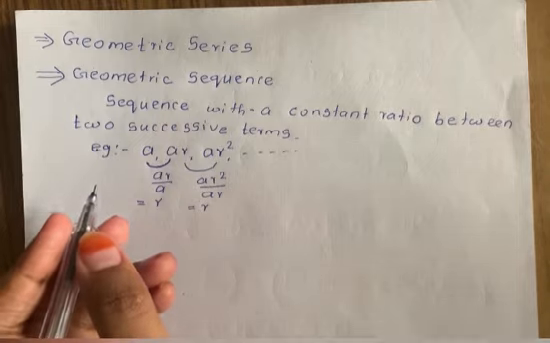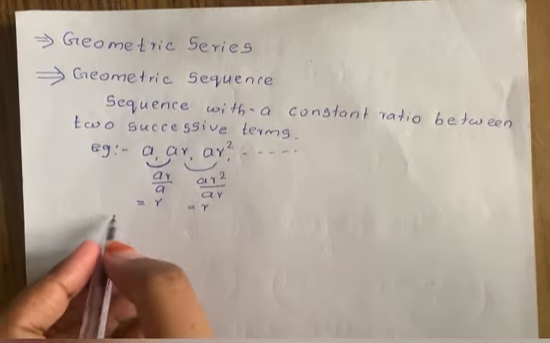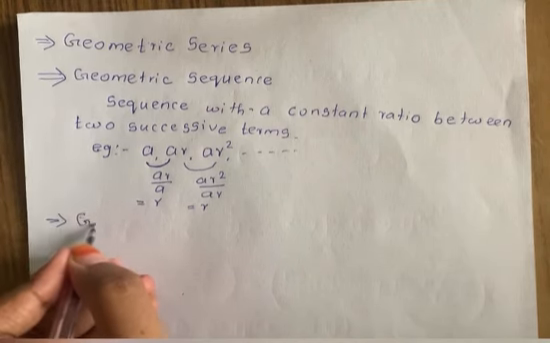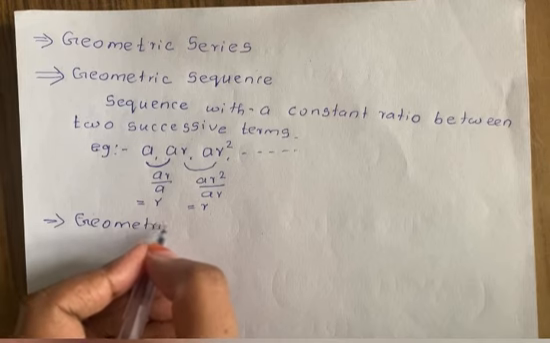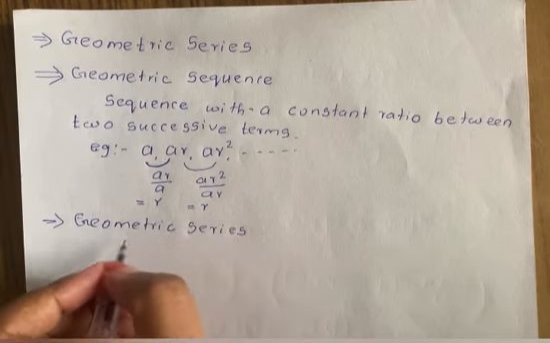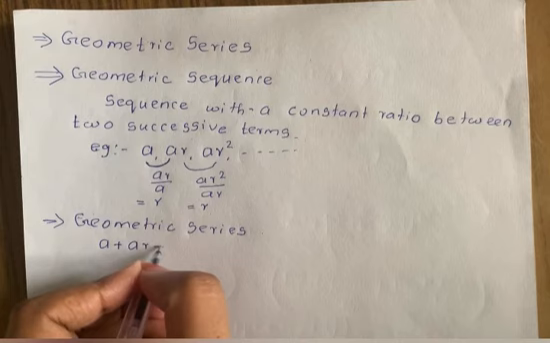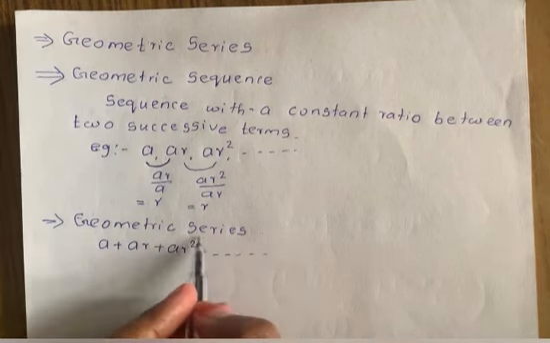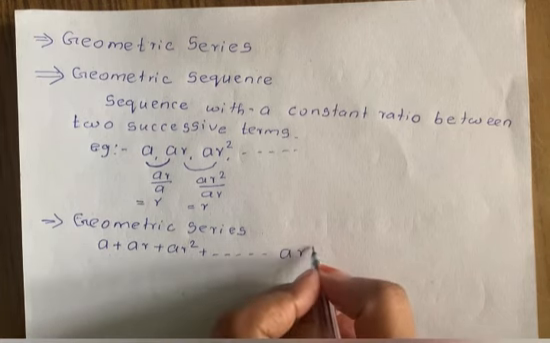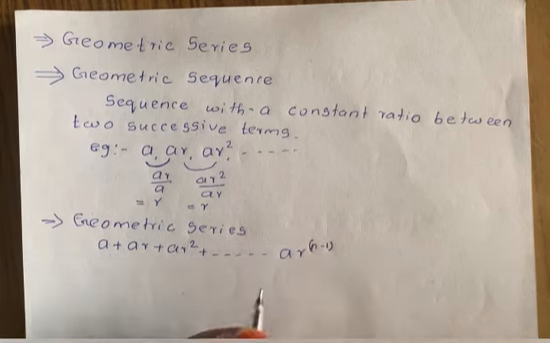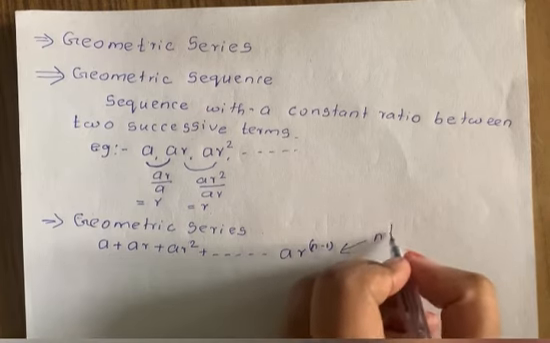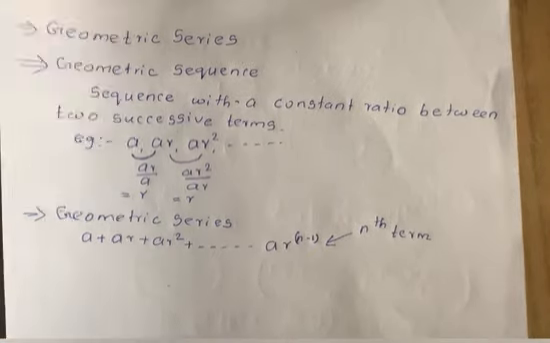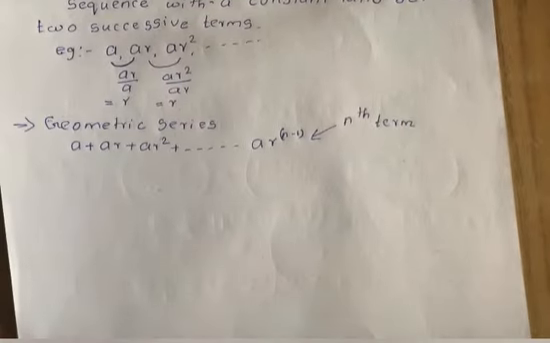Next we get into the geometric series. We know the connection between sequence and series: if we add the terms of the sequence, it will give the series. If we want to get the nth term, it becomes ar to the power n minus 1.